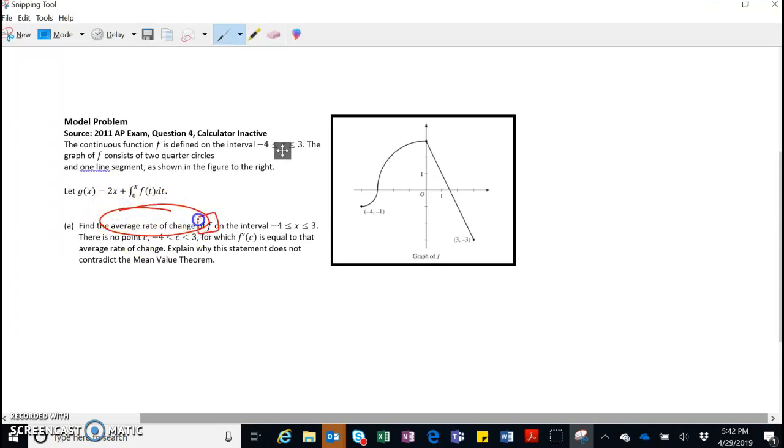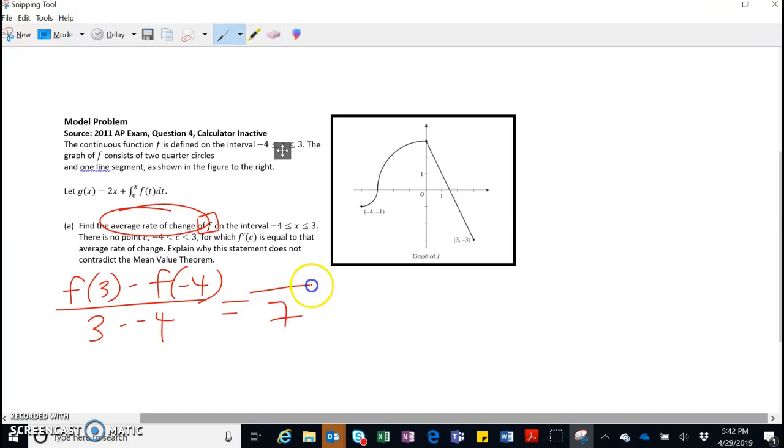So the function's name is f. So that means I want a change in f's y's over a change in the x's. Simplify the bottom first, that just looks like 7. And up top, f of 3, according to our graph of f, is -3, minus f of -4, according to our graph, is -1. So I get a slope of -2/7.